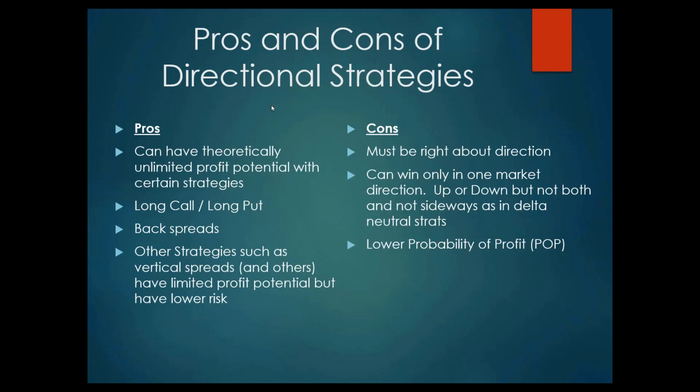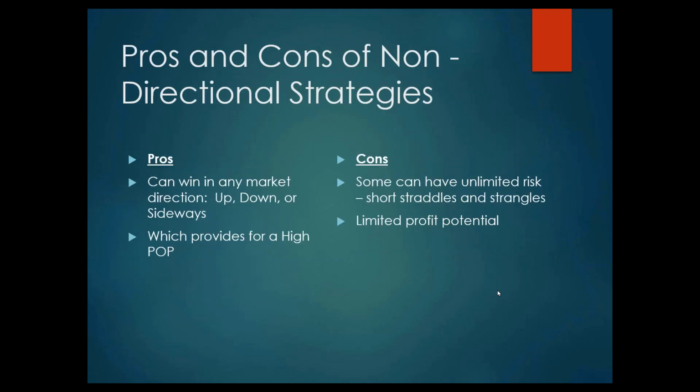The cons of directional strategies is you must be right about direction if using some of these more generic types of strategies. You can win only in one market direction, up or down, but not both and not sideways, as in a delta neutral strategy. Lower probability of profit, as I just illustrated with that long call in thinkorswim.